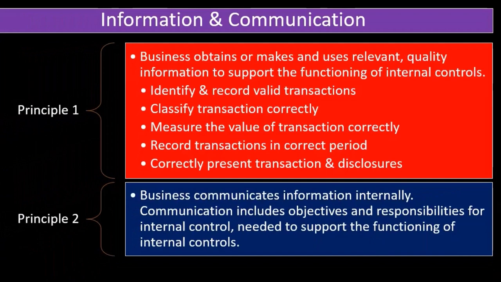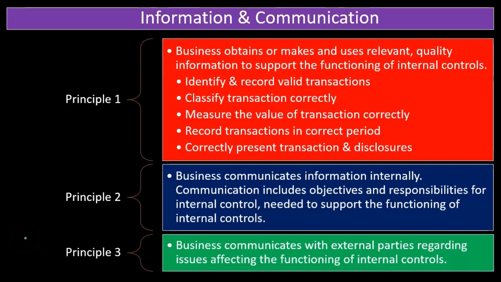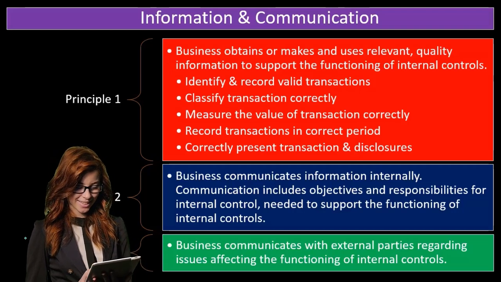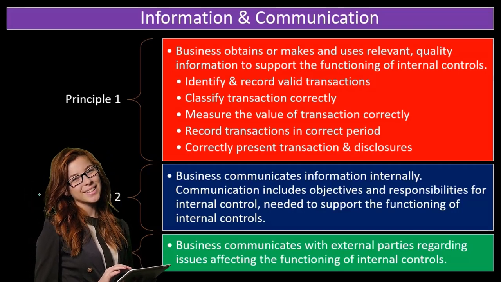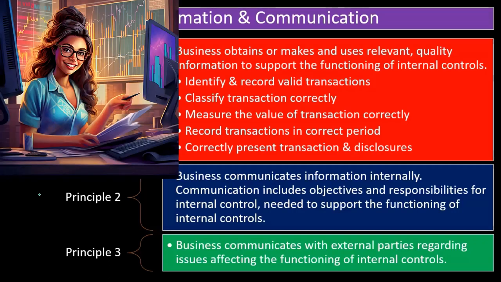Principle number two, business communicates information internally. Communication includes objectives and responsibilities for internal controls needed to support the functioning of the internal controls. Obviously, when we set up the internal controls, we then need to have good communication in order for people to understand those internal controls in terms of what is expected of them, as well as what the reason is to some degree, because that'll give them some incentive to follow through and make sure that they are implementing the internal controls, and possibly the feeling of well-being and self-worth as they go through the internal controls. Some processes can seem like they're not contributing to the performance, but actually are when you think about it on the bigger picture level. So principle number three, business communicates with external parties regarding issues affecting the functioning of internal controls.